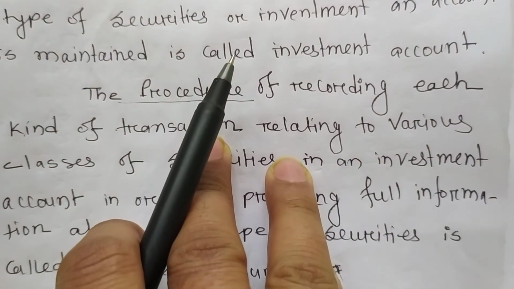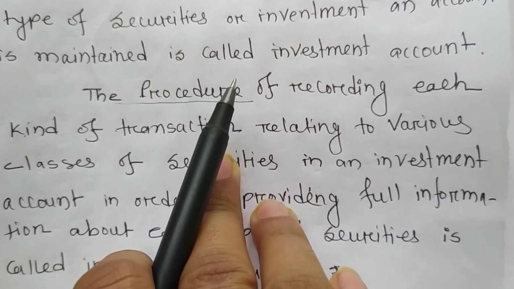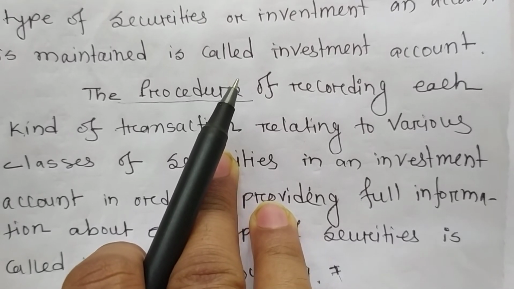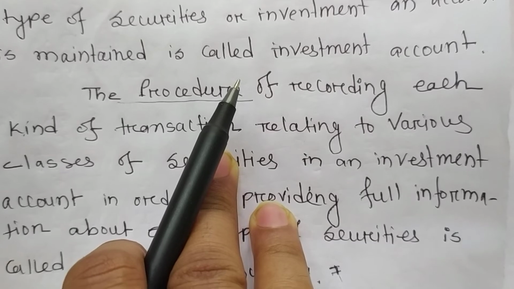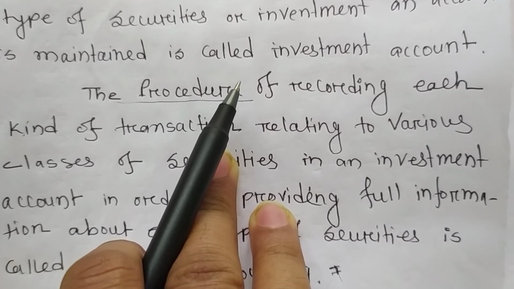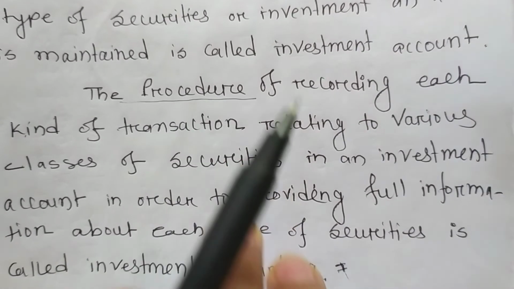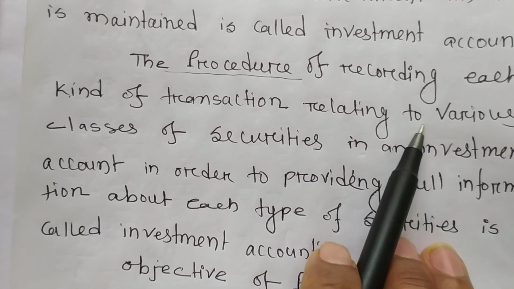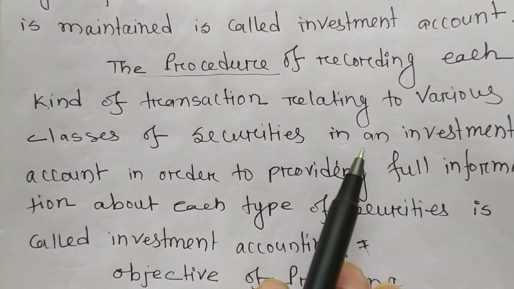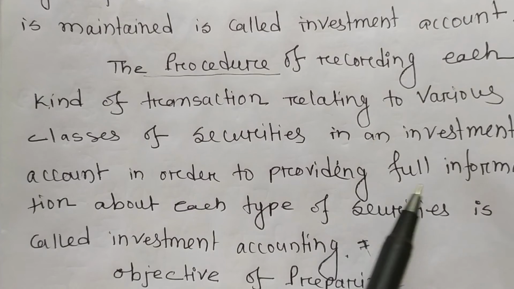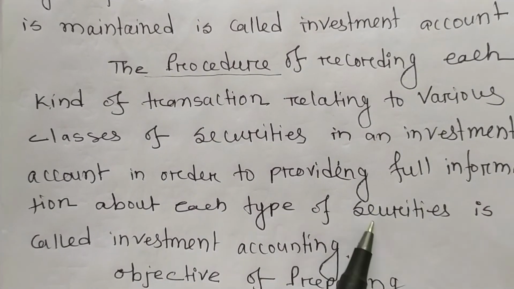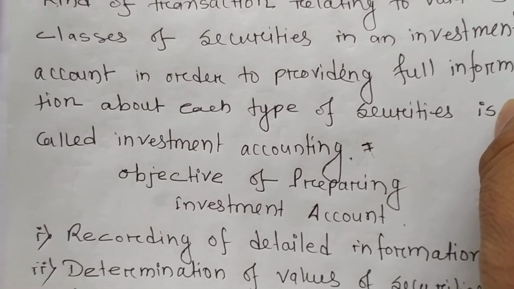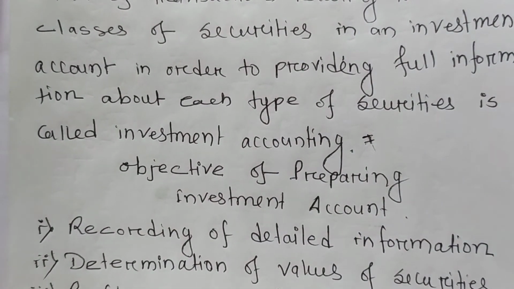Next, look. What is called investment accounting? Investment accounting is just a procedure or process through which the various transactions of investments are recorded in order to provide full information. The process of recording each kind of transaction relating to various classes of securities in an investment account in order to provide full information about each type of securities is called investment accounting.